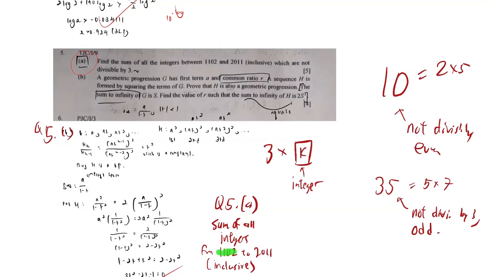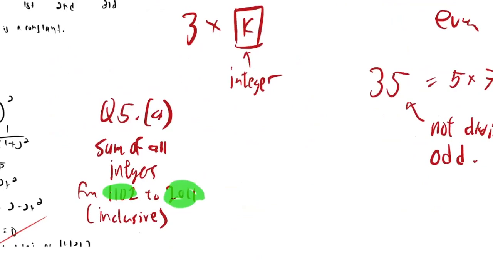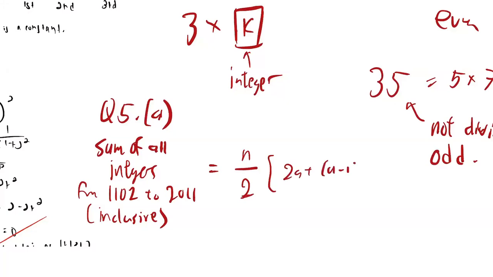Inclusive means what? Inclusive means you include 1102 and include 2011. So this is just an arithmetic series, right? So you have to use the formula. What is it? n over 2 times (2a plus (n minus 1)d). Yes, then now we fill in the blanks.